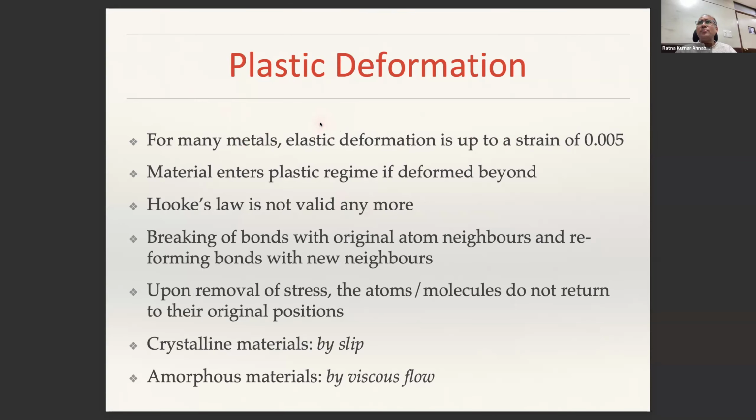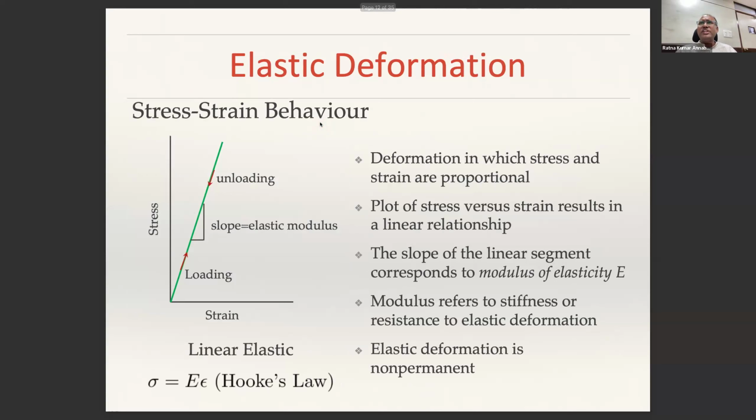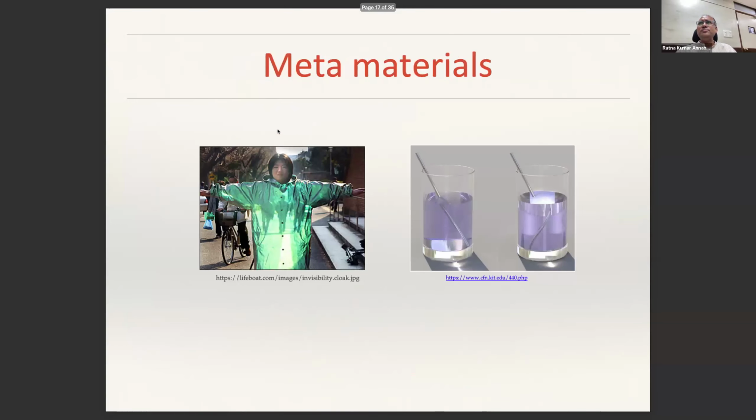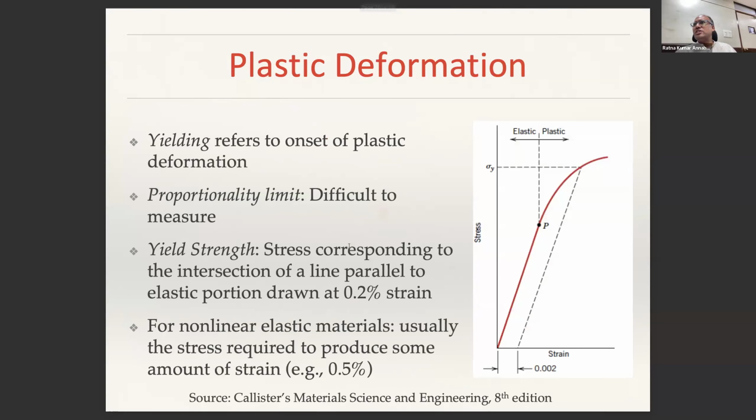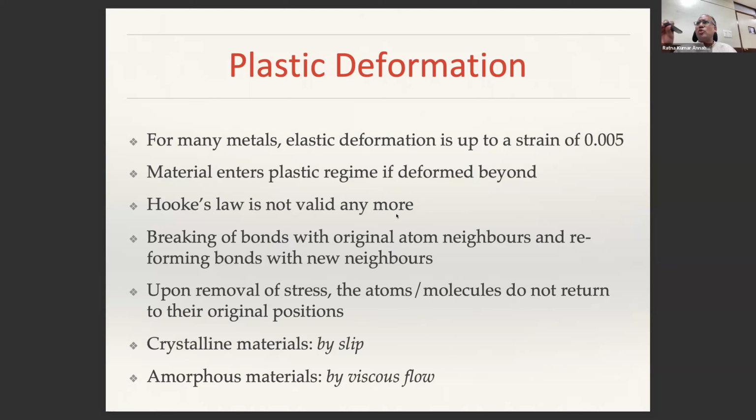Now we are talking about plastic deformation. When you are drawing the stress strain curve, initially you will have an elastic regime. Then we will enter something called a plastic deformation regime, so this is your initial elastic response followed by some nonlinear response where you will have plastic deformation. What do we mean by that? For many metals, the elastic deformation is only up to a very small strain, 0.005. And if the material is deformed beyond that strain, you will encounter something called a plastic deformation regime.